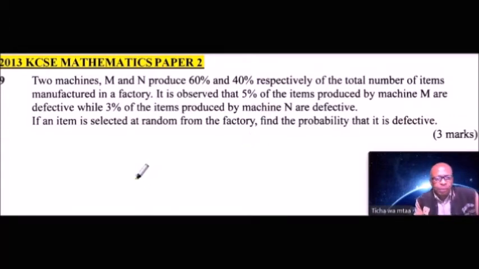From here, then what we can say is that this is from probability, and we can use two methods, that is the tree diagram or without the tree diagram.